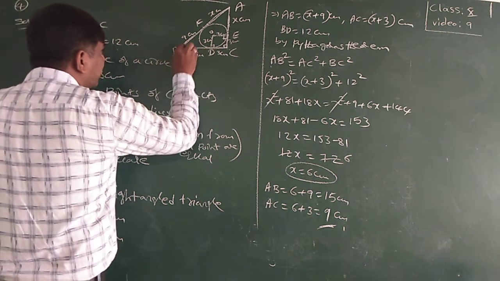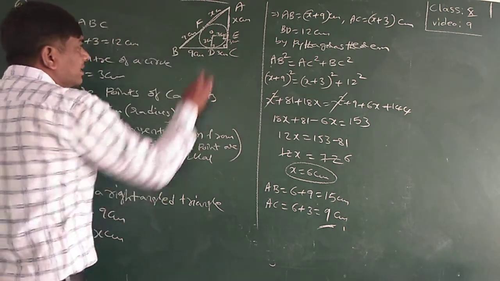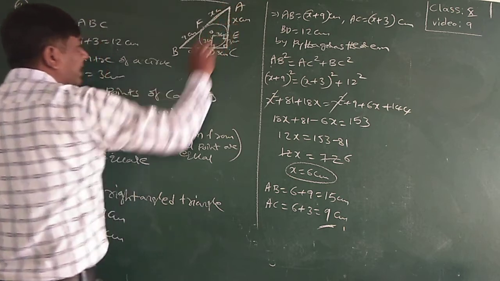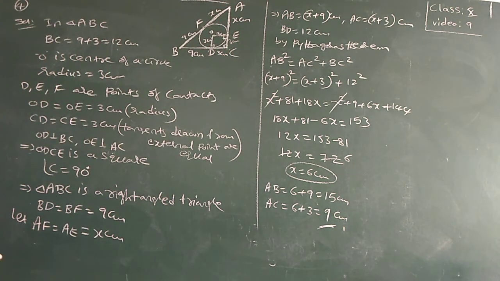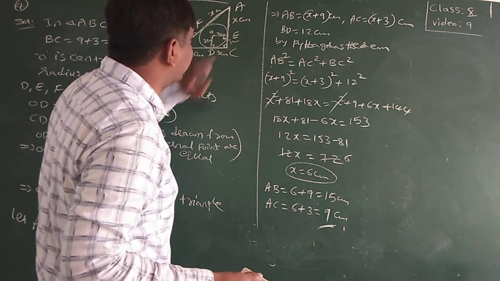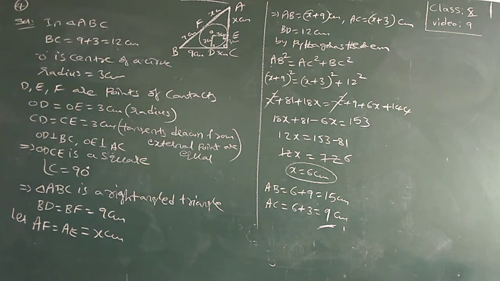Now B is an external point. BD is 9 cm means BF is also 9 cm. And A is an external point. AF is x cm means AE is also x. I suppose so. Then AB length becomes x plus 9. AC length becomes x plus 3. BC is 9 plus 3, 12.